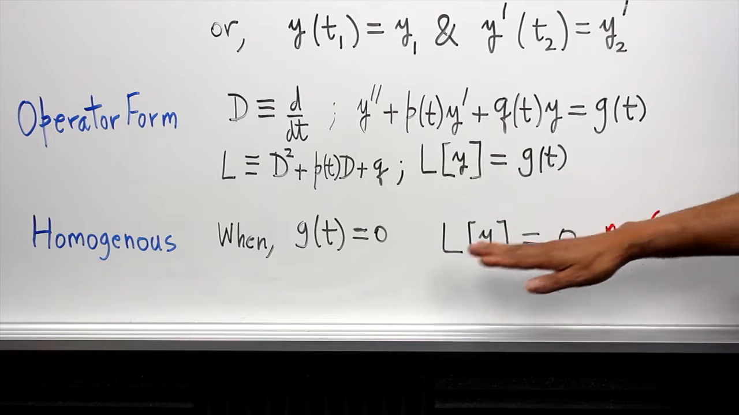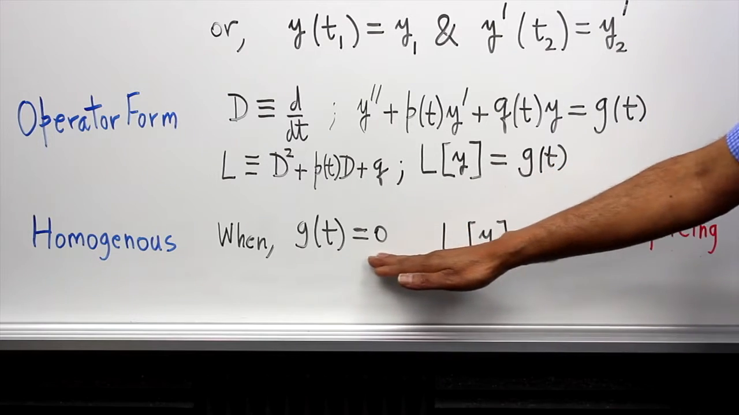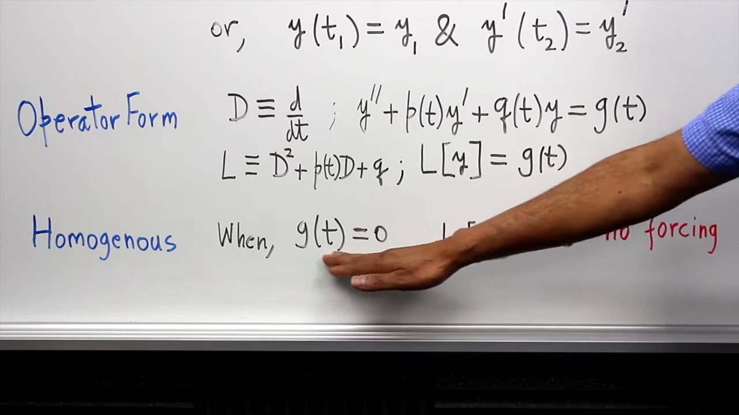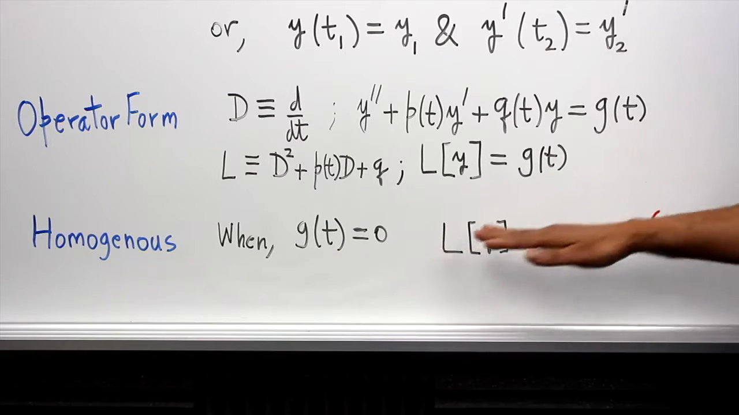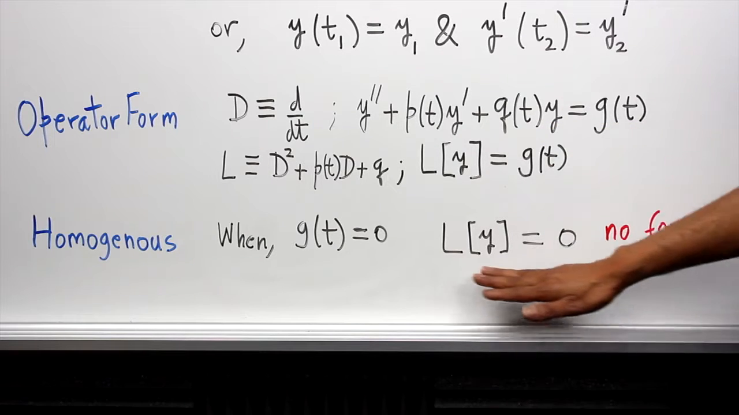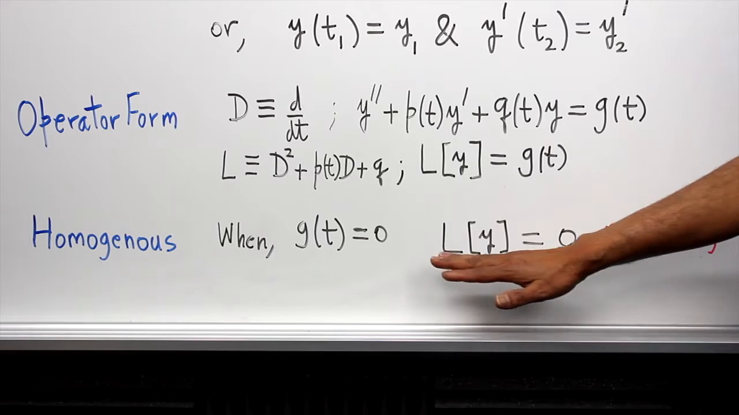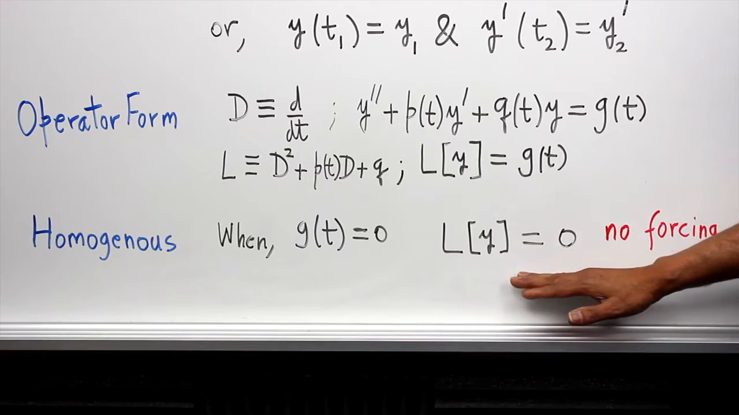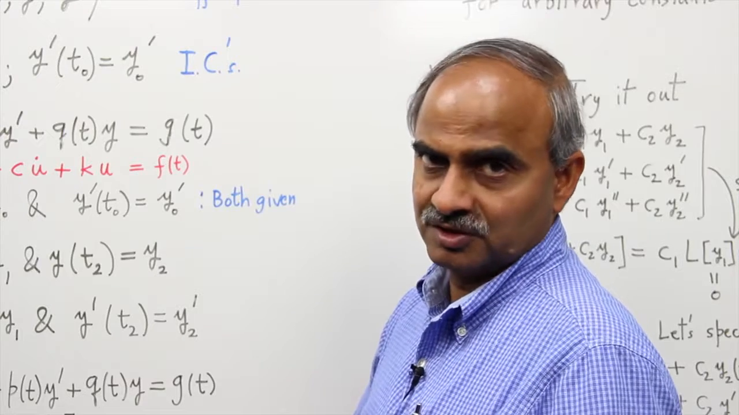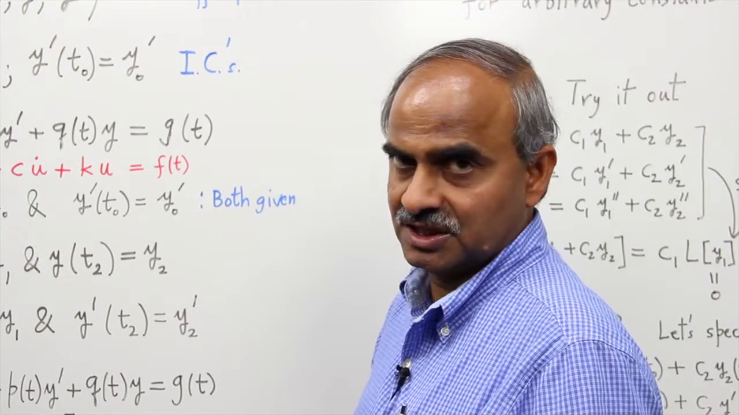All right. And so we can proceed to consider the case when the forcing is 0, when the right-hand side vanishes. If g of t is 0, then we have a homogeneous differential equation. This right-hand side would vanish, so we have Ly equal to 0. There is no forcing present. And so the homogeneous part of the equation is also very useful in solving the inhomogeneous equation. We will see that as we proceed.